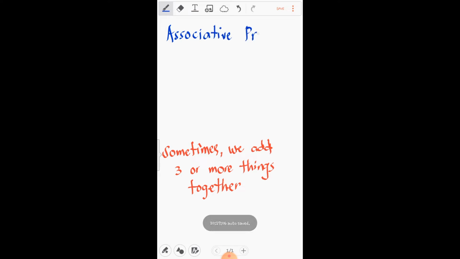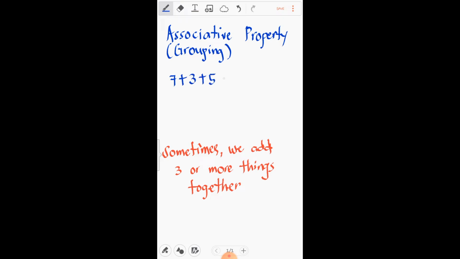What is associative property, Ma'am Doreen? Okay, sometimes we need to add 3 or more things together. Associative property is also called as grouping. Okay, why grouping, Ma'am Doreen? Because we need to group, because the numbers or the objects are more than 2. Okay, say for example, I have here 7 plus 3 plus 5. What do you think is the sum here?